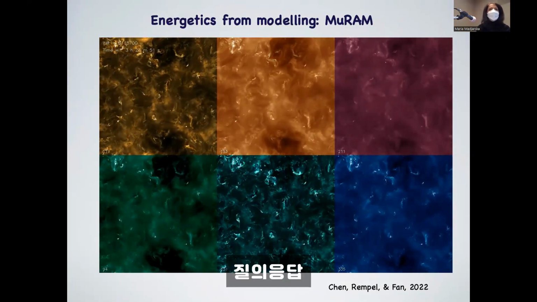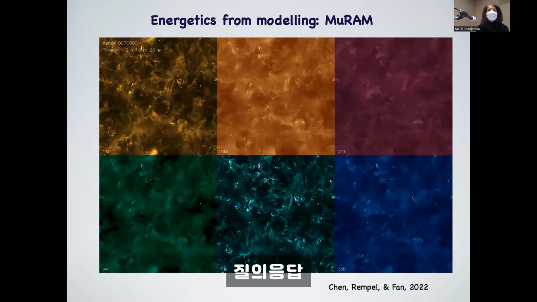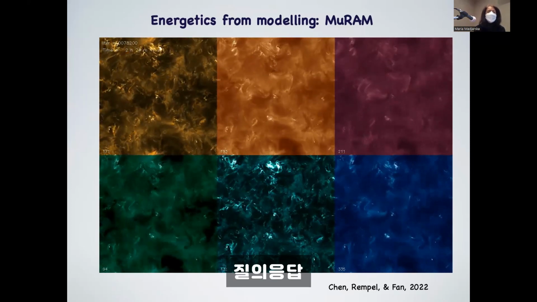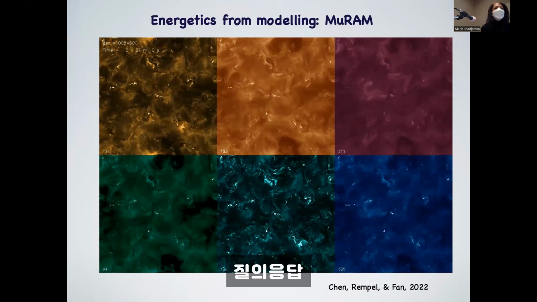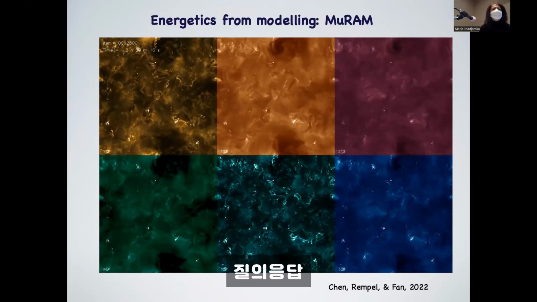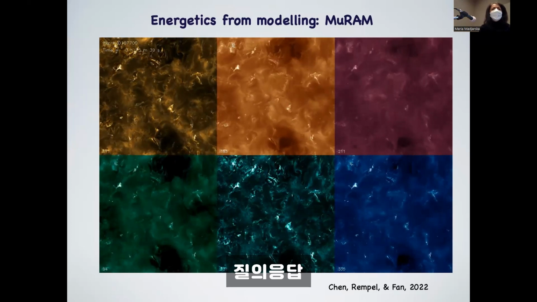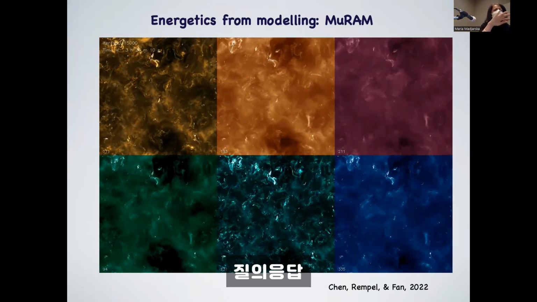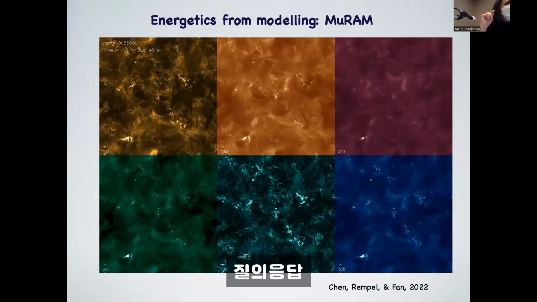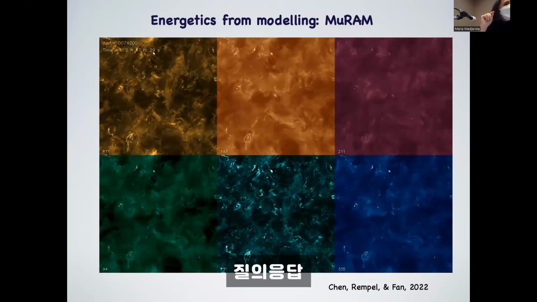So I have a question. Do coronal bright points have cusp and sheet-like structures above the small loops? Do they have current-sheet-like structures?